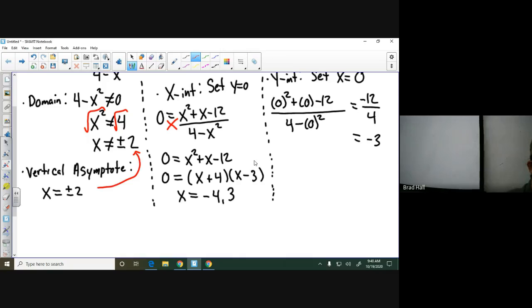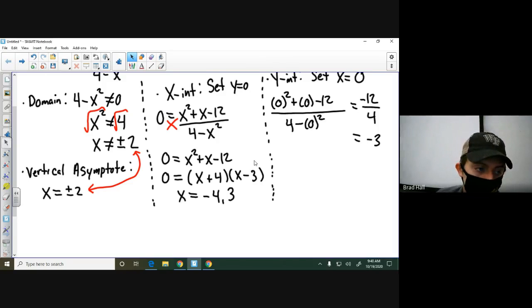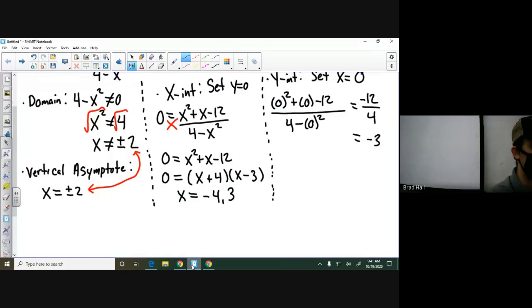So notice it's the exact same thing. The domain, in the majority of cases for rational functions, will tell us the vertical asymptotes. That's pretty much true for the majority of the problems. In fact, I haven't seen one yet where it's not true. You might have seen it already in the homework, but this is true the majority of the time. And so from here, we can also go ahead and find the horizontal asymptote.